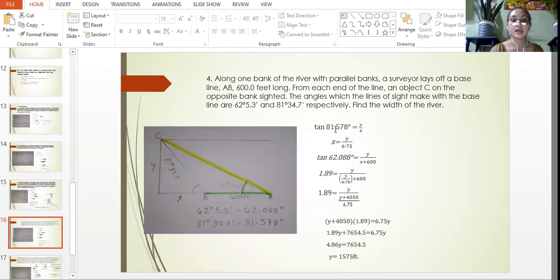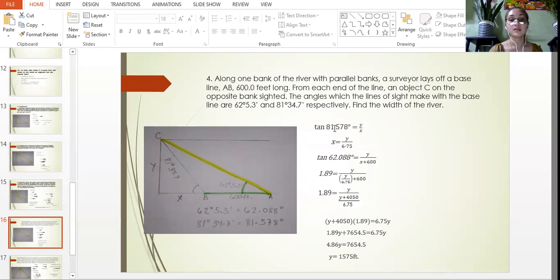Number 4. Along a bank of the river with parallel banks, a surveyor lays off a baseline AB 600.0 feet long. From each end of the line, an object C on the opposite bank is sighted. The angles which the lines of sight make with the baseline are 62 degrees 5.3 minutes and 81 degrees 34.7 minutes respectively. Find the width of the river.